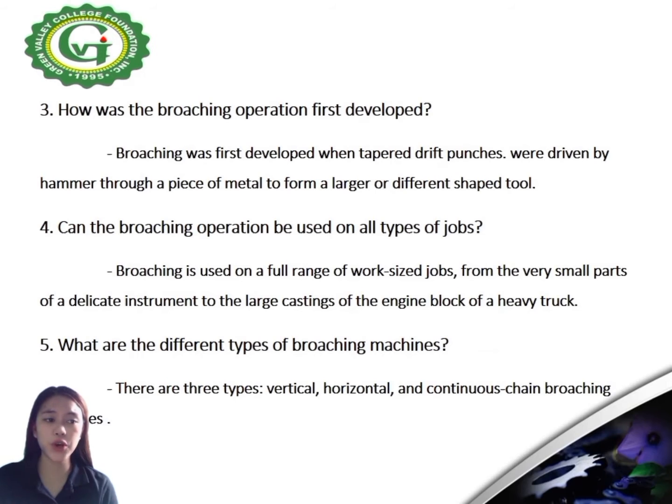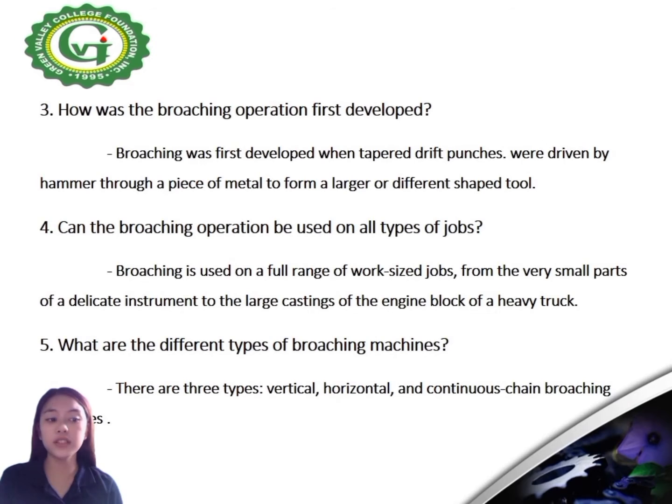How was the broaching operation first developed? Broaching operation first developed when taper drift punches were driven by hammer through a piece of metal to form a larger or different shaped tool. Can the broaching operation be used on all types of jobs? Broaching is used on a full range of work size jobs, from the very small parts of a delicate instrument to the large castings of the engine block of a heavy truck.